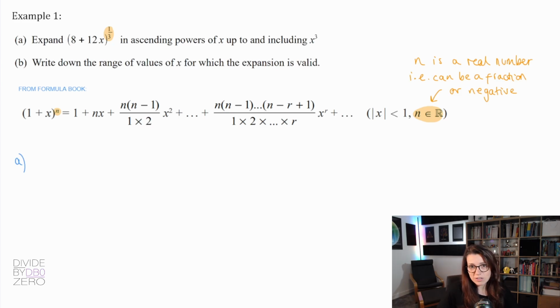Now, once we've established that we want to use this formula, we need to make sure that our bracket is in the correct format. You'll notice here that the formula has a 1, whereas our bracket here has an 8. This means to answer the question, we do have to factor the 8 out of the bracket first. So (8 + 12x)^(1/3), we're going to write that as 8(1 + 12/8 x), and all of that is going to be applied to the power of 1/3.